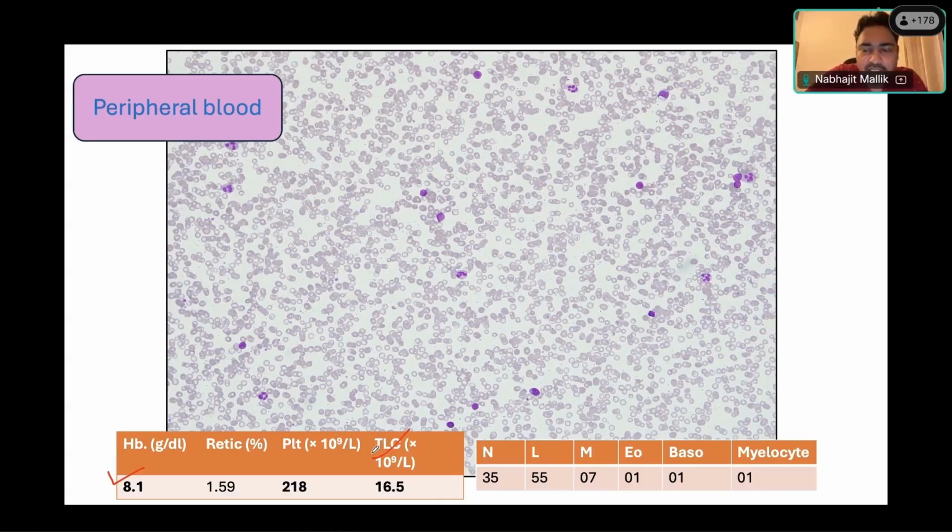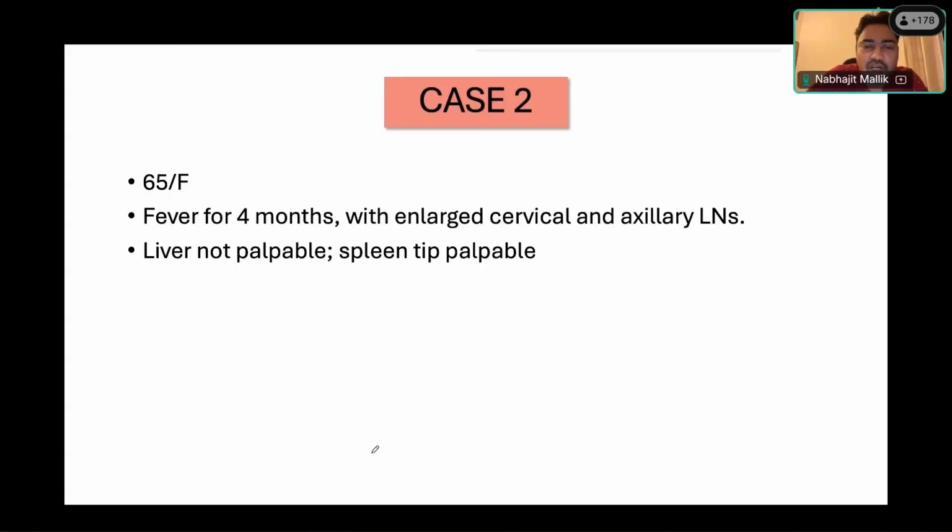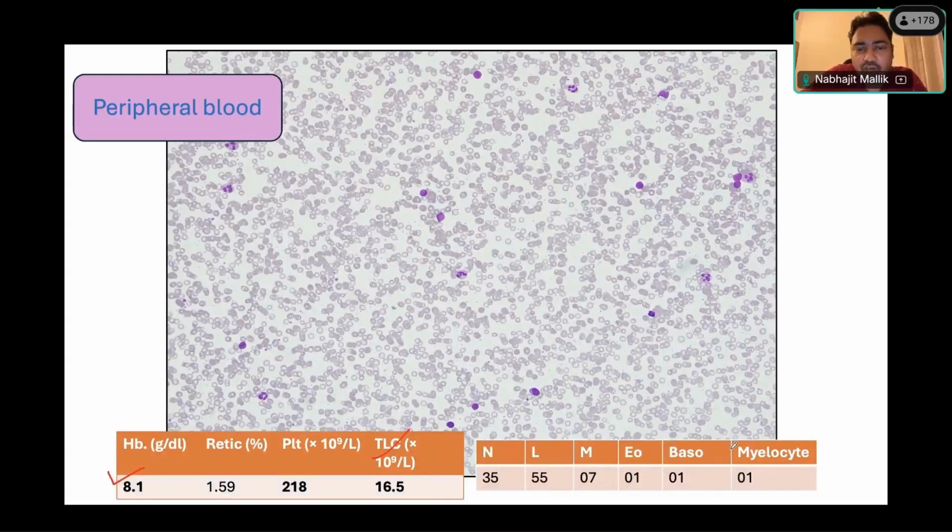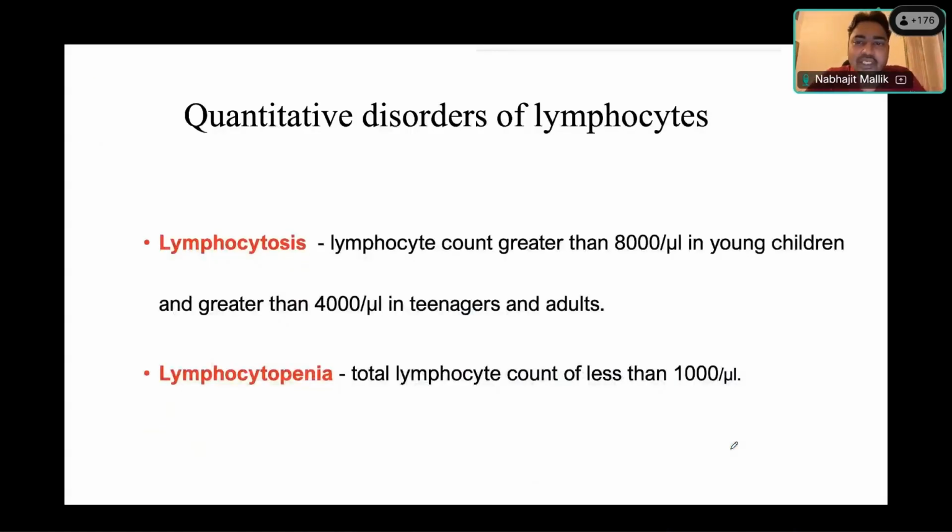What kind of leukocytosis is this? Remember, this is a 65-year-old lady, and you see the differential count. What do you think it is? So this is lymphocytic leukocytosis, 55%. Absolutely. So there is lymphocytosis here, right? Lymphocytosis is usually more than 8,000 in young children and more than 4,000 in teenagers and adults. Of course, it is all age dependent.